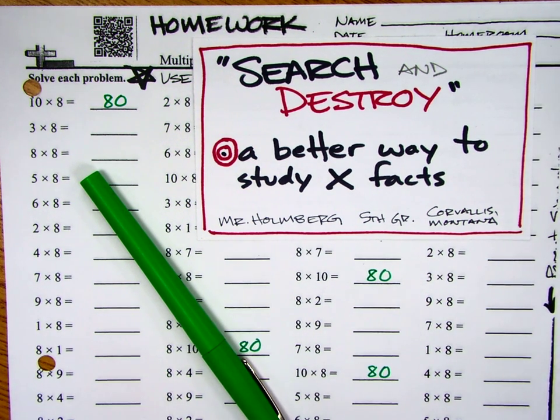Hello, this is Mr. Holmberg at 5th grade in Corvallis, Montana, Corvallis Middle School. And I'm here to teach you about a method for studying math facts, multiplication facts, that I call search and destroy. And what this is, it's a better way, I believe, for students to study their math facts.